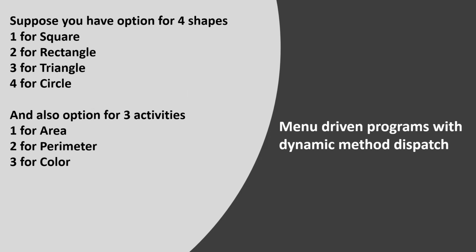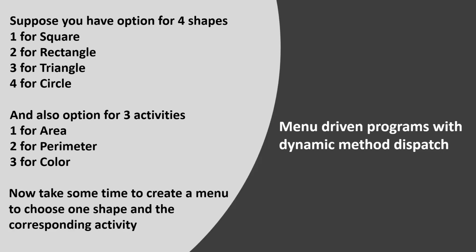On the last class, if you remember, we tried to write the code for this menu driven program. Here we need to input one of the four shapes listed, and we need to choose one of the activities listed here: area, perimeter, or color. We achieved that in several ways. One approach was just an if else statement. The second approach was dynamic binding.